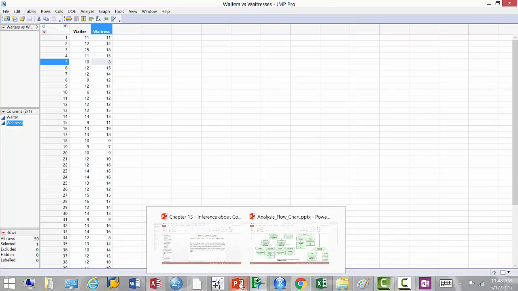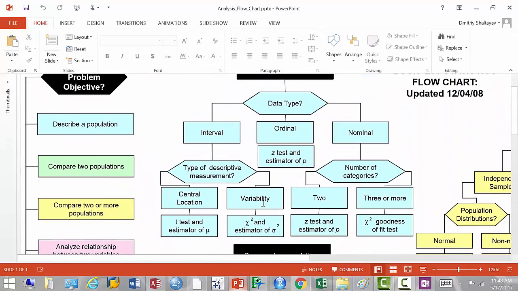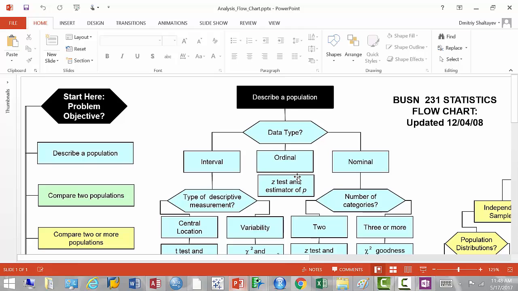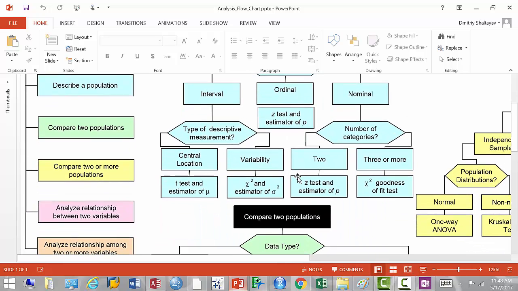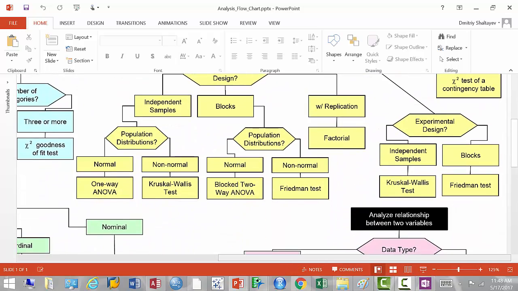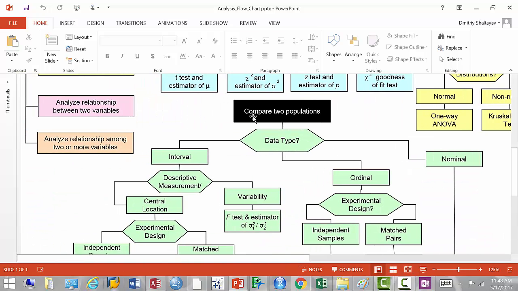Well, ladies and gentlemen, let's be formal about that. I'm trying to start you thinking in terms of statistics as a toolbox. Which tool do I pick? In this specific question, do I describe a single population, compare two populations, compare three or more, or analyze a relationship? Which one should be my starting point? I'm comparing males versus females, so it's got to be compare two populations.